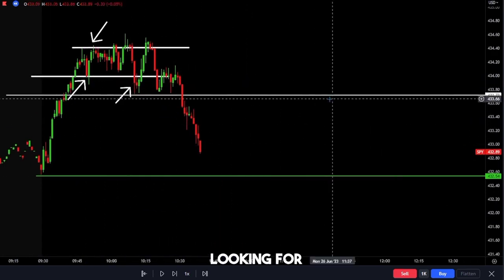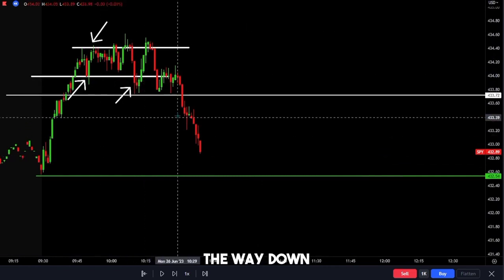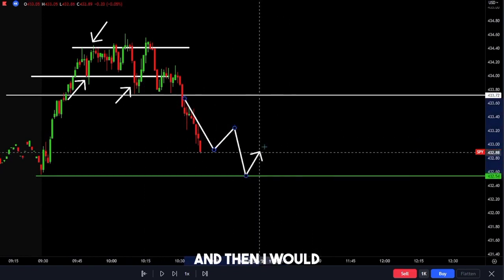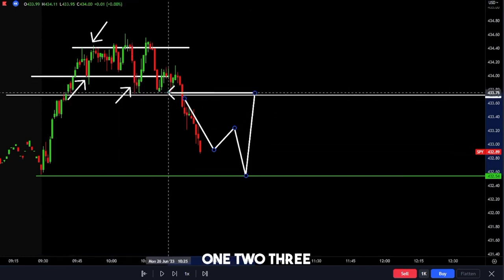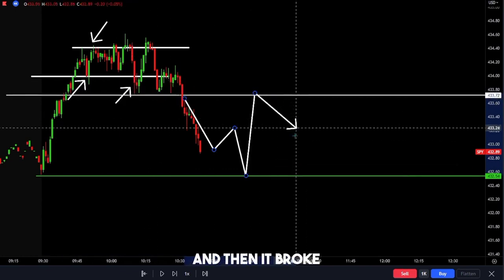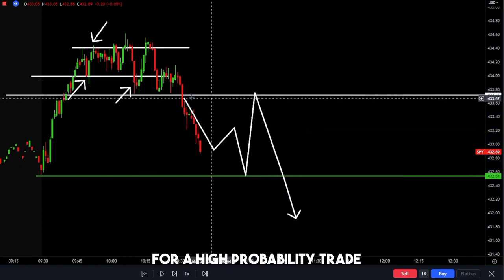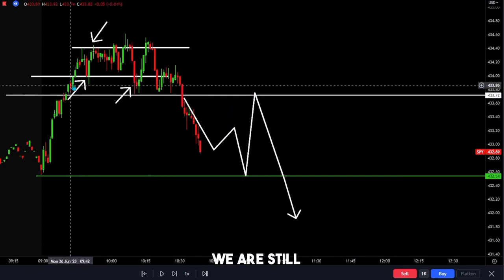So what I would be looking for in this scenario here is for the stock to come all the way down from here to low of day, right? Just make the new low of day. And then I would like a retest of this previous low, right? Look at how many touches it's got. 1, 2, 3, 4 touches. And then it broke. And this is a great level for us to enter for a high probability trade, because we can see that if we do come back into this level, we are still in a downtrend.